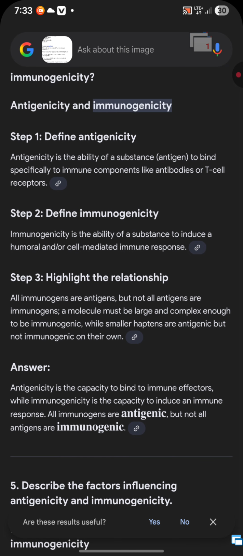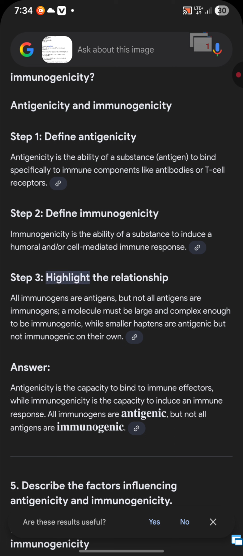4. What do you mean by antigenicity and immunogenicity? Antigenicity and immunogenicity. Step 1. Define antigenicity. Antigenicity is the ability of a substance, antigen, to bind specifically to immune components like antibodies or T cell receptors. Step 2. Define immunogenicity. Immunogenicity is the ability of a substance to induce a humoral and/or cell-mediated immune response.